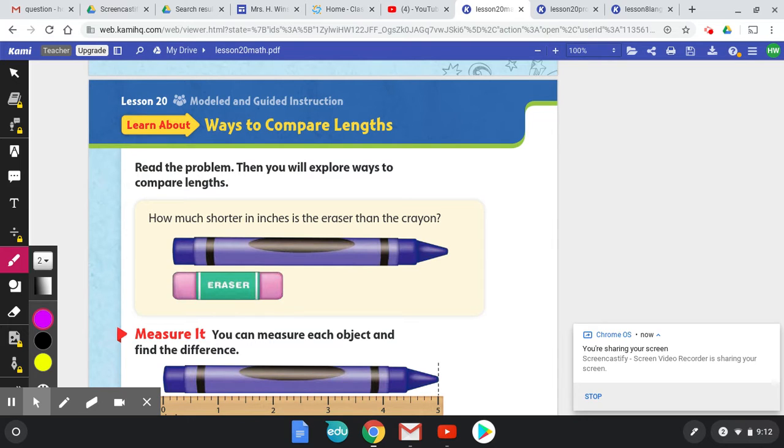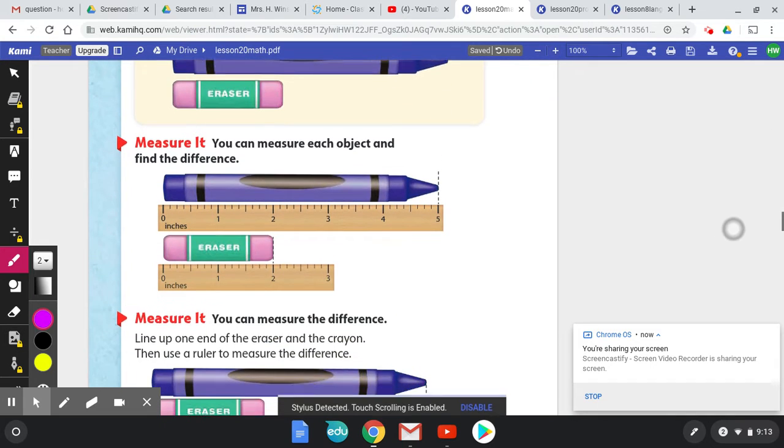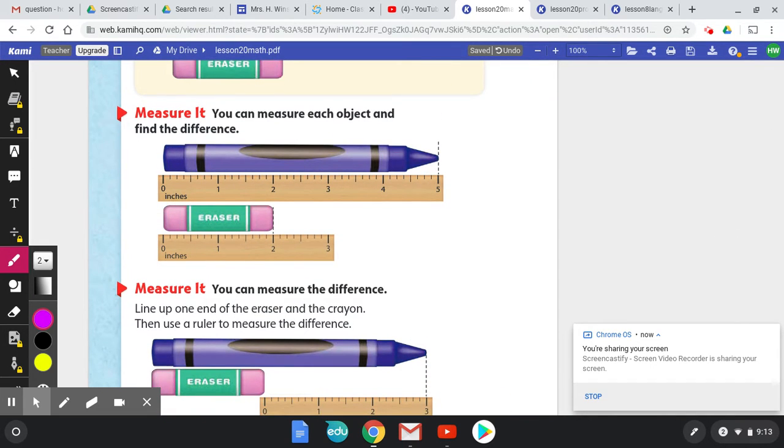So in your packet that you picked up from school, these are the copy pages, and we're on page 186 and 187. So today it says read the problem, then you're going to explore ways to compare links, a lot like we did yesterday. How much shorter in inches is the eraser than the crayon? Well, I'm going to underline inches because I want to make sure I get the right unit of measure. So the first thing I have to do is I need to measure each object to know their length, and then I can find their difference.